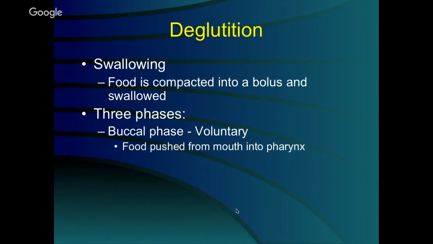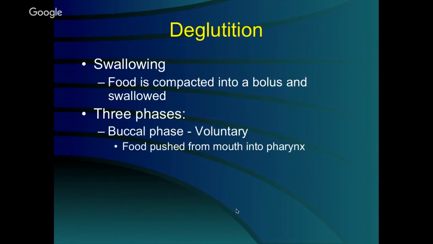The first step in getting something into your digestive system is the process of deglutition, which is just a fancy word for swallowing. In deglutition, you have to first compact the food into a bolus. You might not realize that you do this, but pay attention sometime when you're chewing. Your tongue actually works to take the food and pack it together into a swallowable chunk.